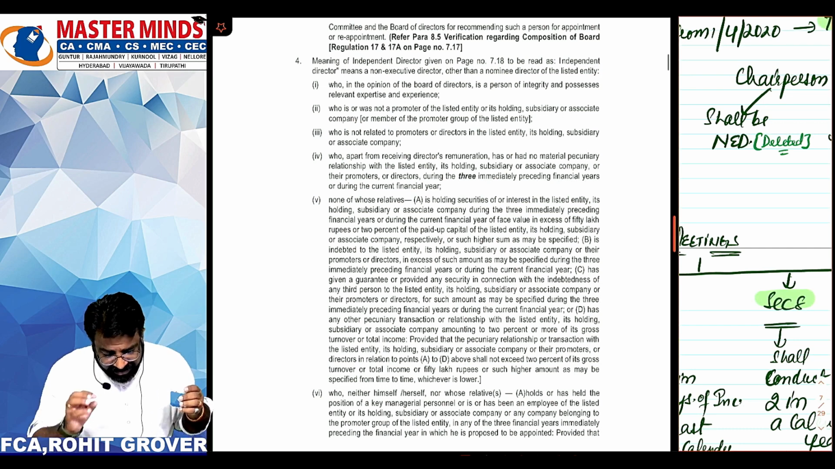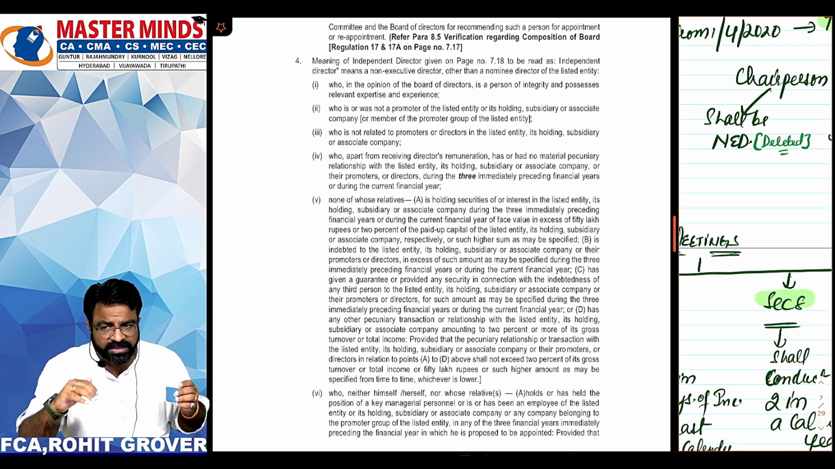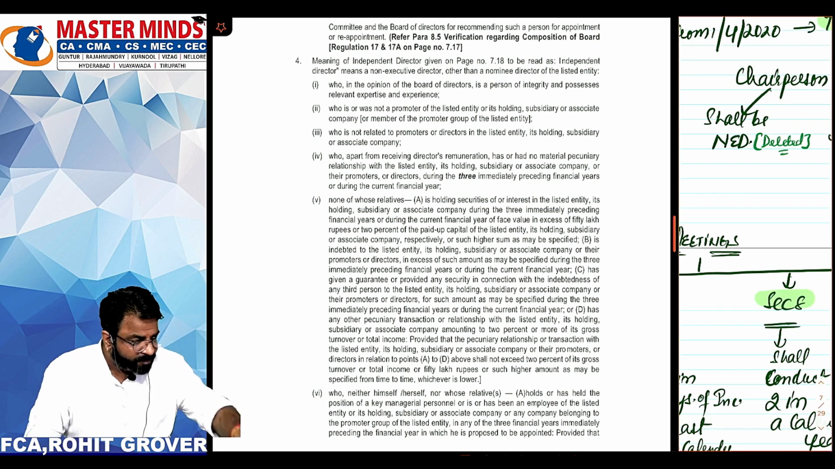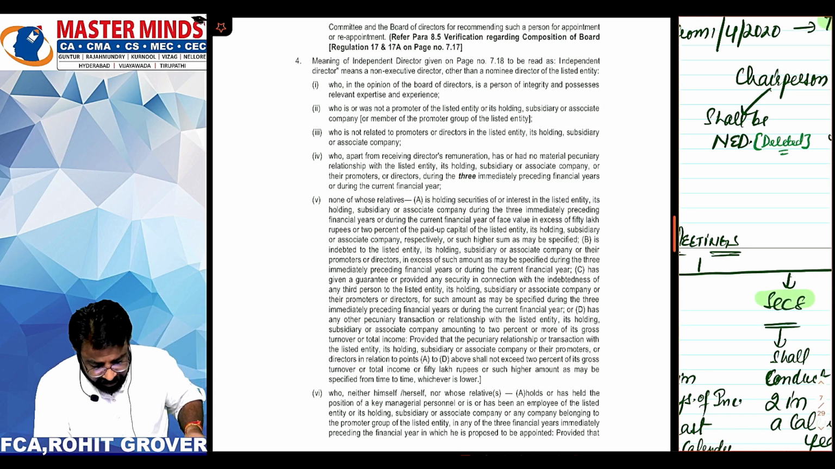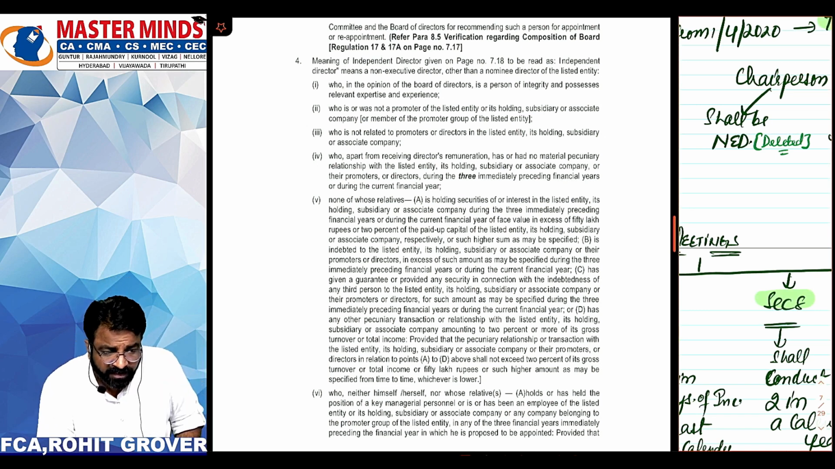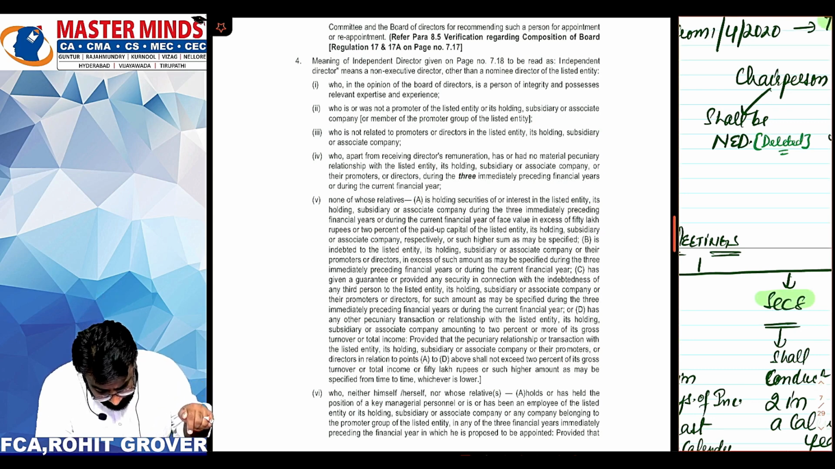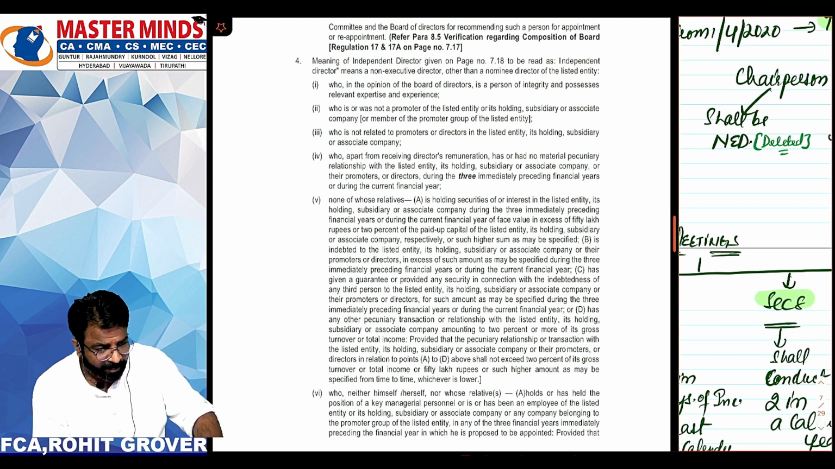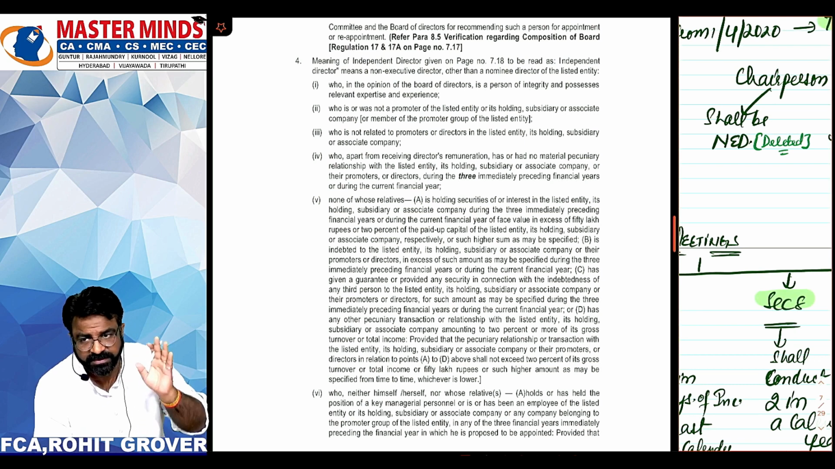There was one point where I made you write 2 preceding years or 3 preceding years. Check out that point, please. Single person, please read. No pecuniary relationship with the listed entity or its holding, subsidiary, associate, or the promoters or directors during the past 2 years and current year. Now, what is the change? Past 3 years, you have to make it. Current year and past 3 years.